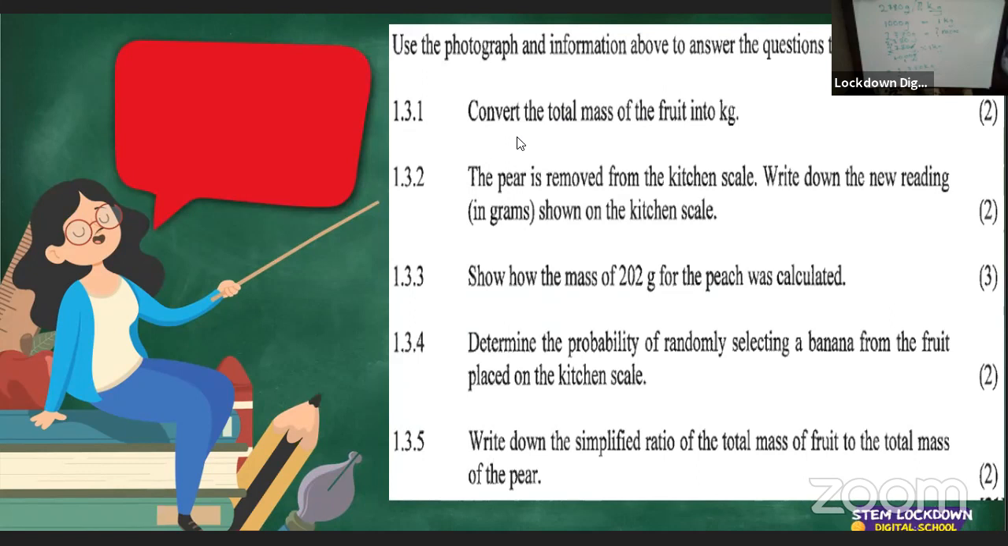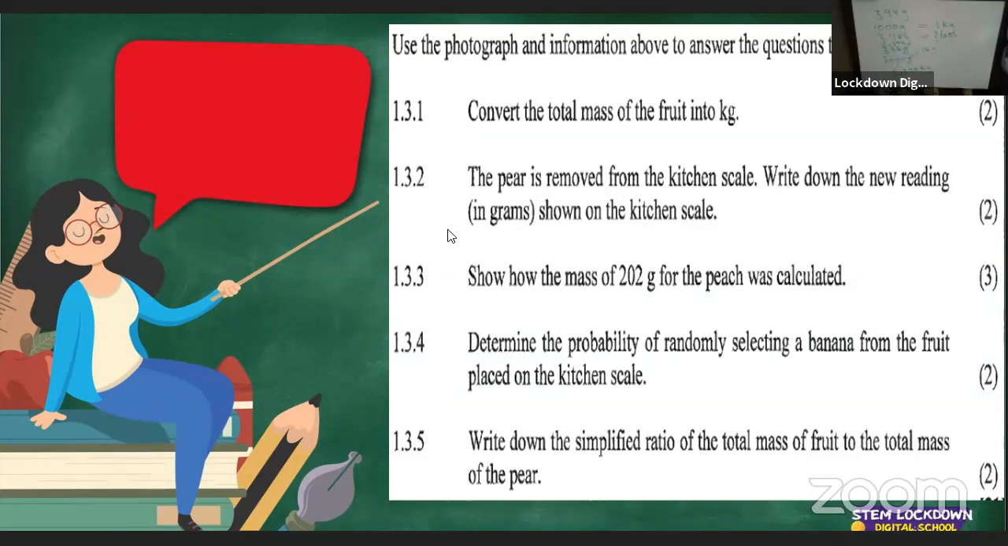Okay, so we are done with this question. It says convert the total mass of the fruit into kgs. That is what we did here. So we find that the total mass of the fruits in the basket is 0.394 kg. Okay, let's move on to the second question, guys.